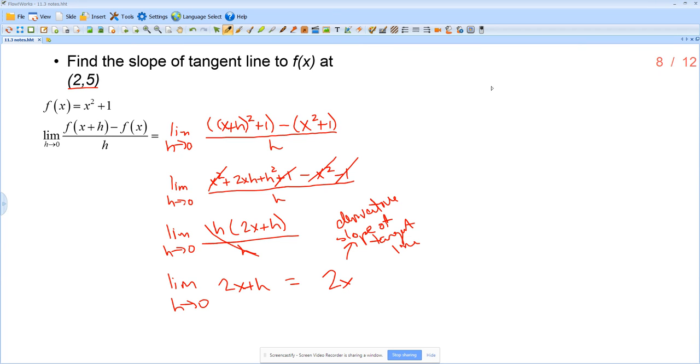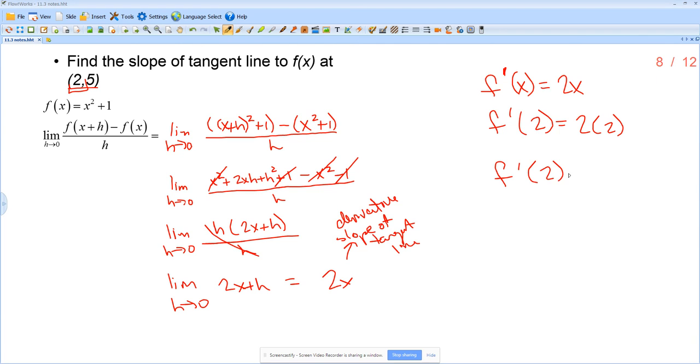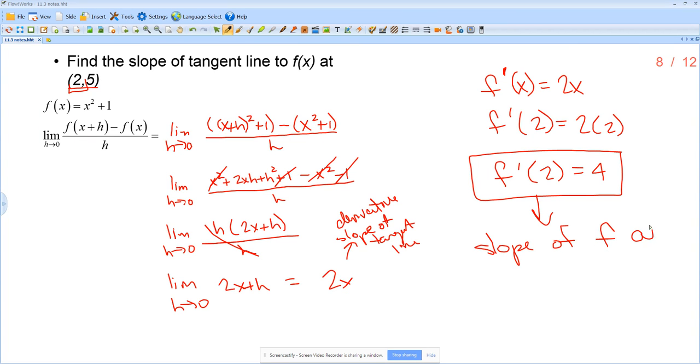So now I have f prime of x, and we will talk about what this means. f prime of x is equal to 2x, and I want f prime of the x value here, 2, which would be 2 times 2. So f prime of 2 is equal to 4. What is this telling me? The slope of f at 2 is 4.